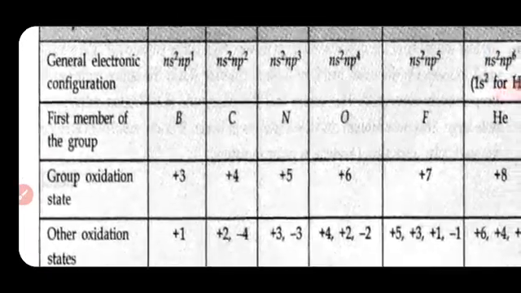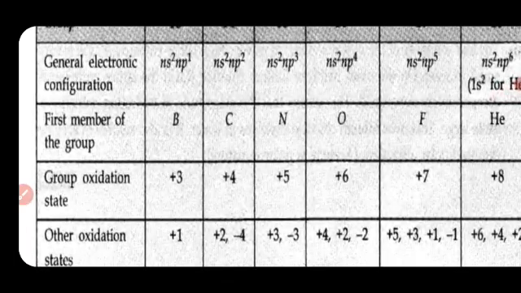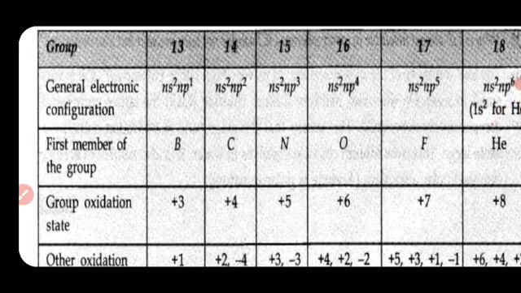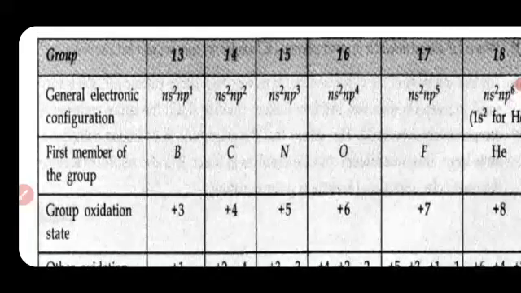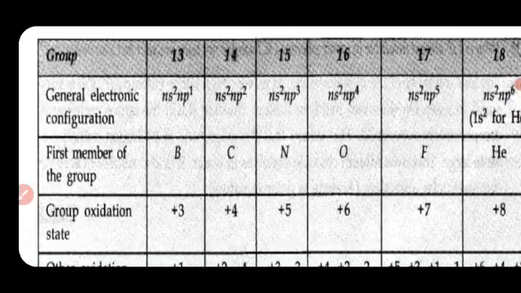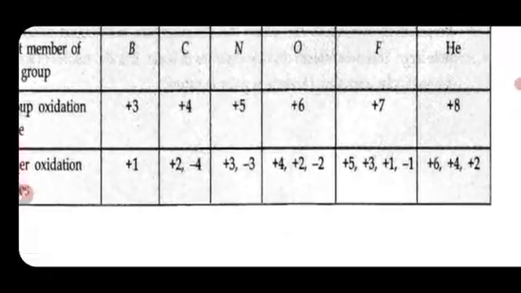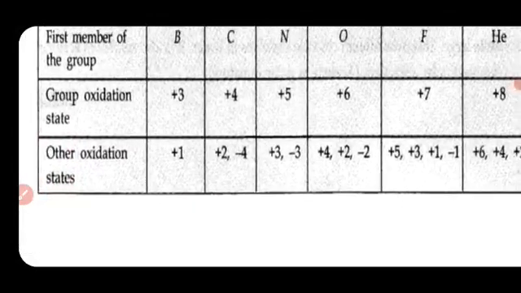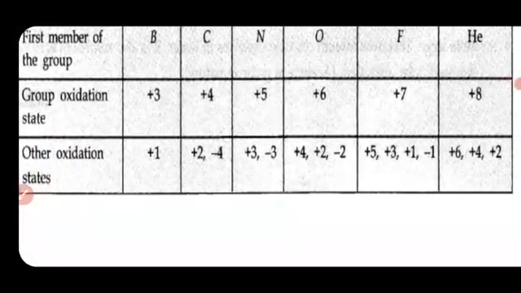Okay, now the group oxidation state is given, which we can calculate easily, that is group number minus 10. So 13 minus 10 is 3, 14 minus 10 is 4, 15 minus 10 is 5, 16 minus 10 is 6, 17 minus 10 is 7, and 18 minus 10 is 8. Okay, so this is the group oxidation state.